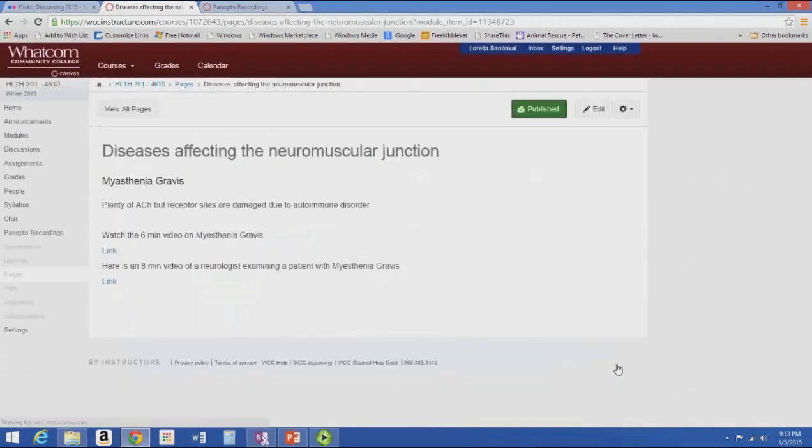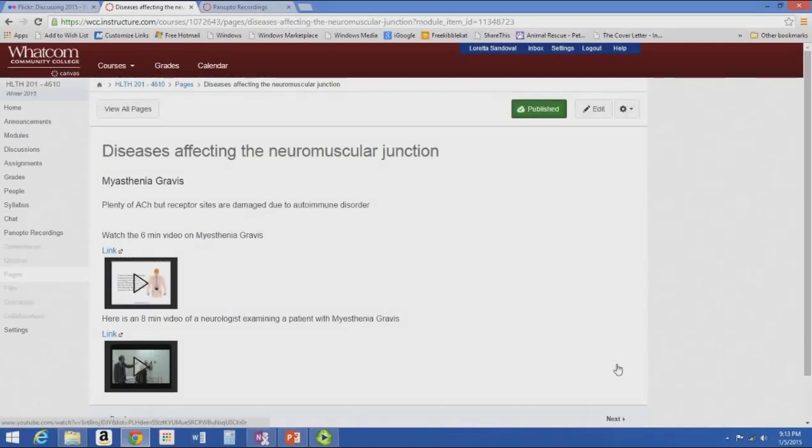Okay, there's a couple little videos about Myasthenia Gravis. We do not have a shortage of acetylcholine in Myasthenia Gravis, but the receptor sites are damaged by the immune system. It's an autoimmune disorder, like a lot of the other neurological deficits. There's a short little 6-minute video on what it's about, how it works. There's an 8-minute video of a neurologist examining a patient with Myasthenia Gravis, and it's pretty interesting.